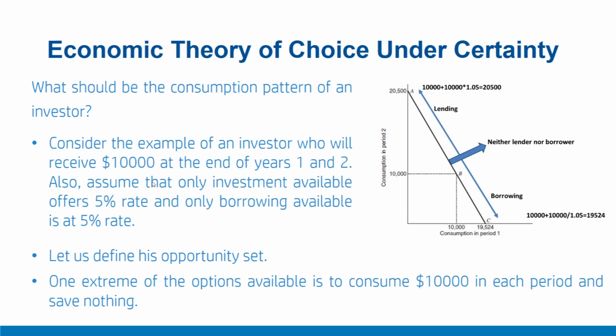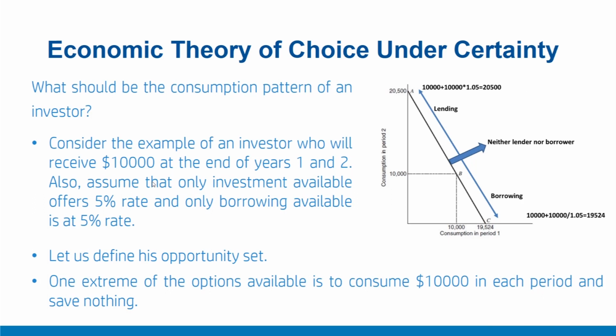Consider the example of an investor who will receive 10,000 rupees at the end of years 1 and 2. Also, assume that the only financial instrument available can be borrowed or lent out at an interest rate of 5%. The question we are trying to explore here is as follows. What should be the consumption and investment pattern of this investor?